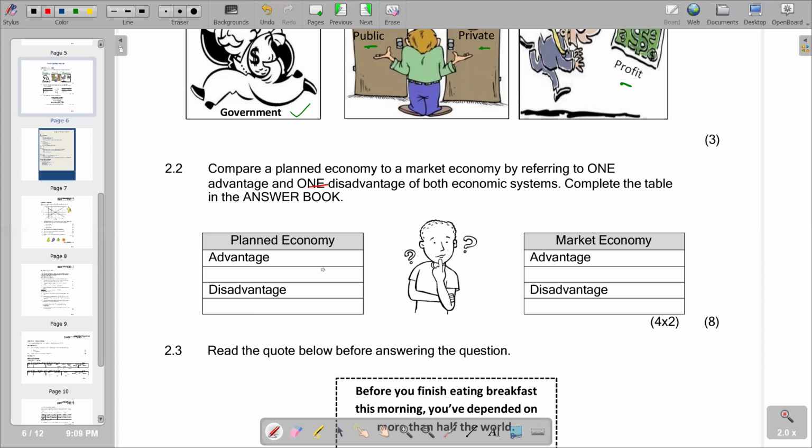Also, in terms of disadvantages, we can explain it from the point of view of the consumers, whereby the government is the only producer of goods and services in the planned economy. Consumers are going to face a disadvantage in terms of limited choice in the goods that are being produced. They're only coming from one producer, so there is no freedom of choice. That's how we can come up with the disadvantage. If you go to our other section, we have those advantages and disadvantages listed.